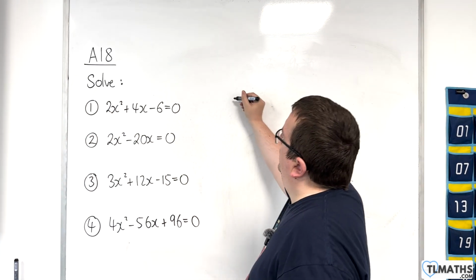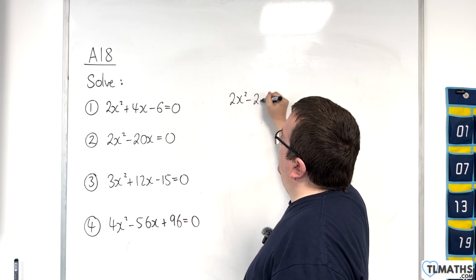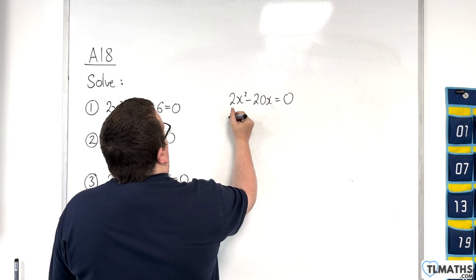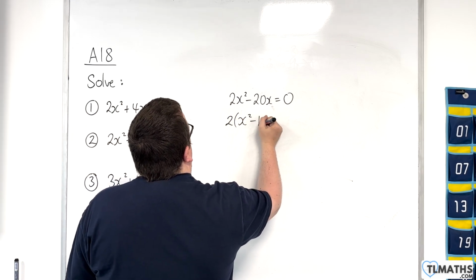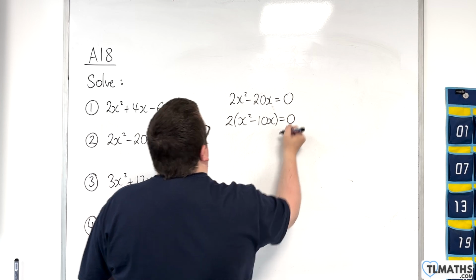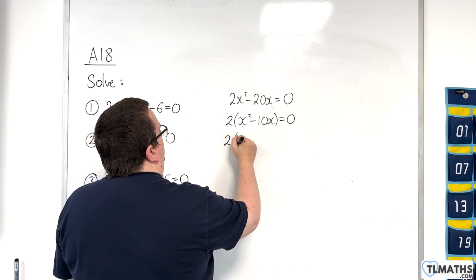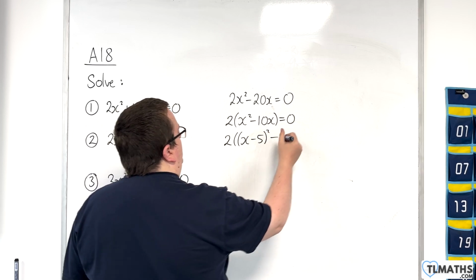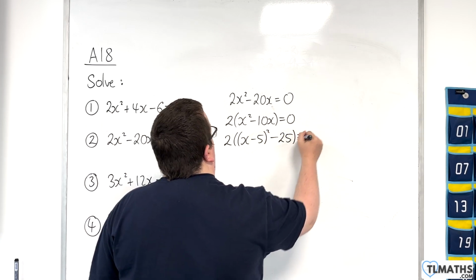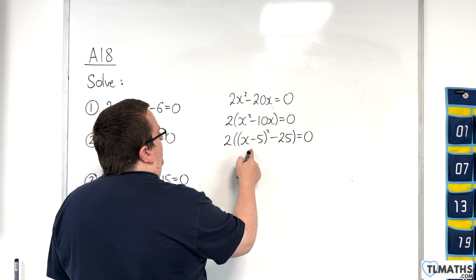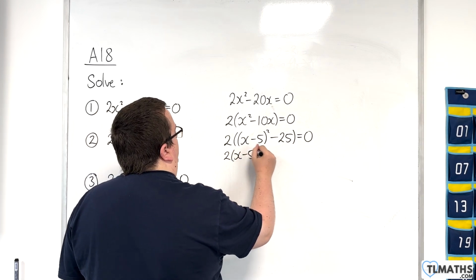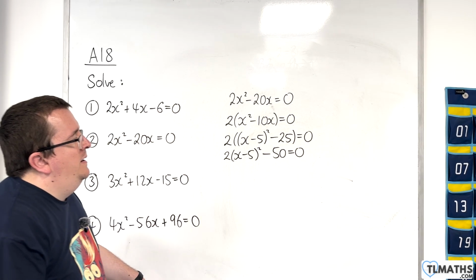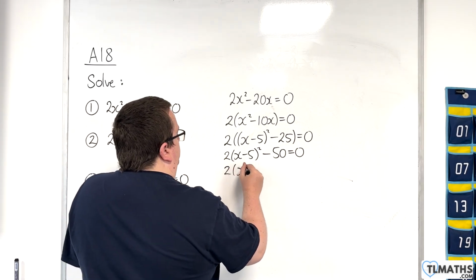So number 2, we have 2x squared take away 20x is equal to 0. So we'll factor 2 out of the two terms. So x squared take away 10x equals 0. Then complete the square on what's inside. So x take away 5 squared, take away 5 squared, so take away 25 is equal to 0. Then multiply out, so 2 lots of the bracket, x take away 5 squared, take away 50 equals 0. Now add the 50 to both sides.